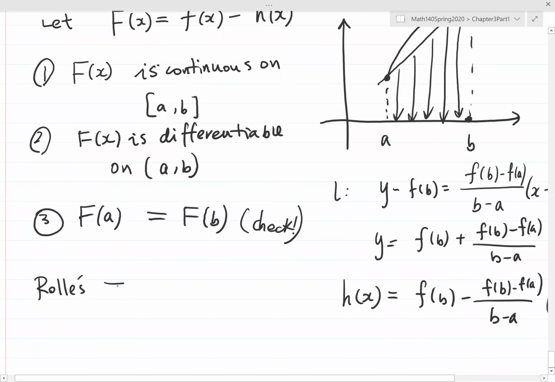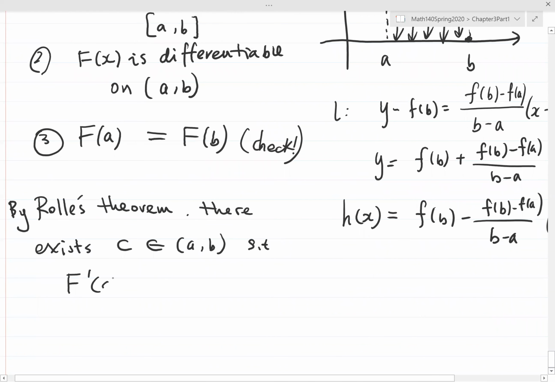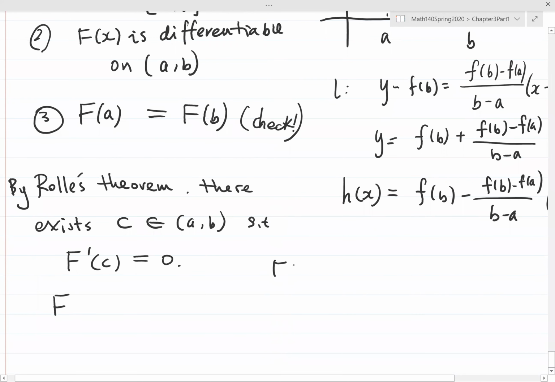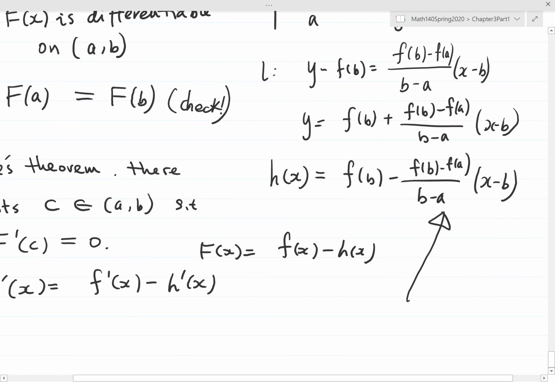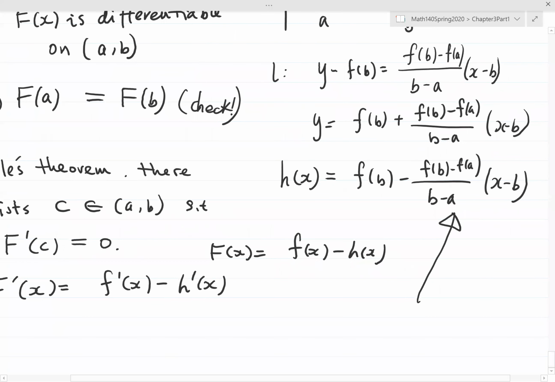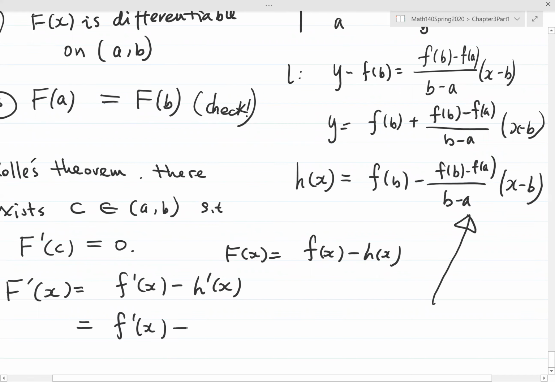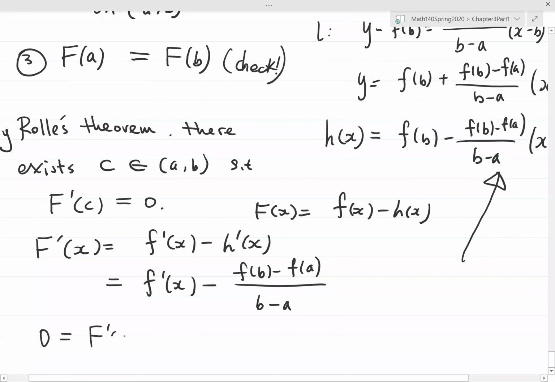By Rolle's theorem, there exists a number c in (a, b) such that the derivative of F at c vanishes. Now capital F is little f minus h(x), so the derivative of F is f'(x) minus h'(x). The derivative of h gives us the slope of the line, which is constant, (f(b) minus f(a)) over (b minus a). So we get 0 equal to the derivative of capital F at c, which is capital F' with x plugged in as c.